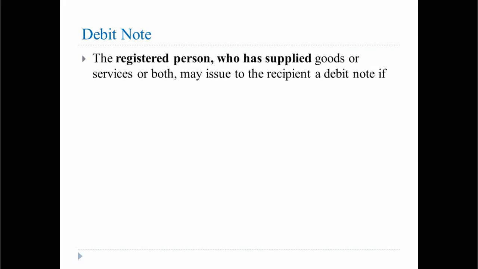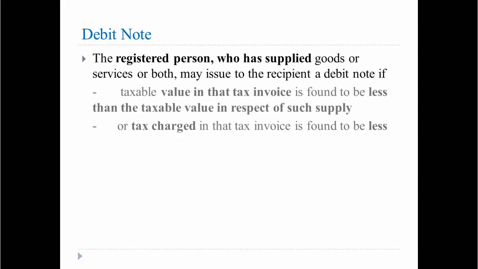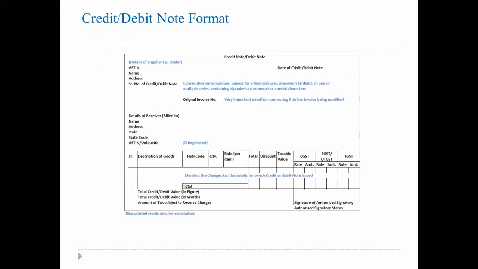Now when will a debit note be issued? It will be issued when you have to increase the taxable value or the tax charged in the tax invoice. So for example, you have supplied some goods and the taxable value you have written is less. To increase it, you will have to issue a debit note. This is the format of a credit or debit note. Along with the usual details of supplier, receiver, goods and taxes, it also has the original invoice number.